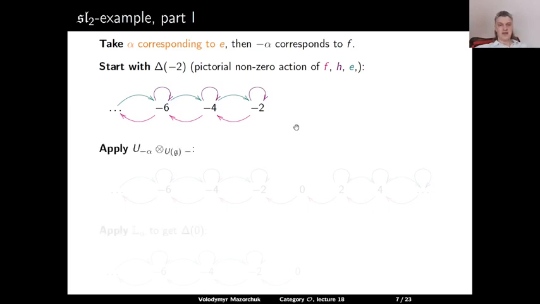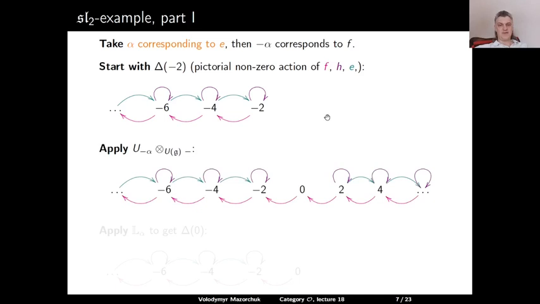And if we localize the action of F, so we localize with respect to minus alpha, which corresponds to F, we make the action of F invertible. So the outcome will be this module. The action of F on the original module is injective, but minus 2 doesn't have a preimage. So we have to add the preimage of minus 2, the preimage of the preimage of minus 2, and so on. So the localized module will look as follows.